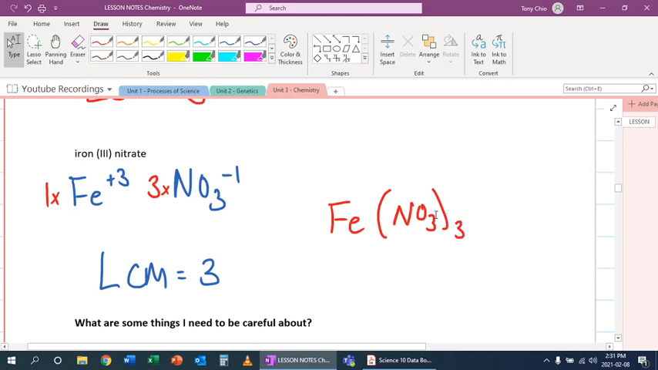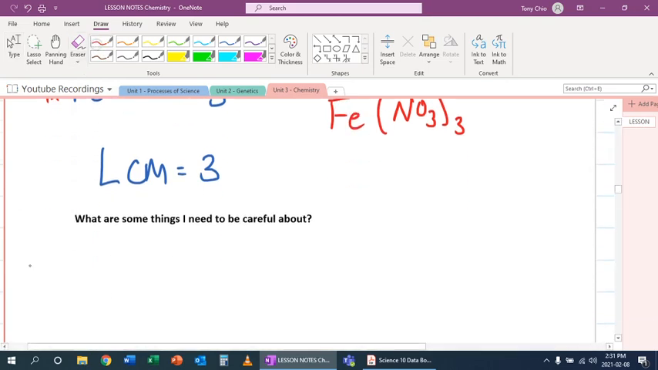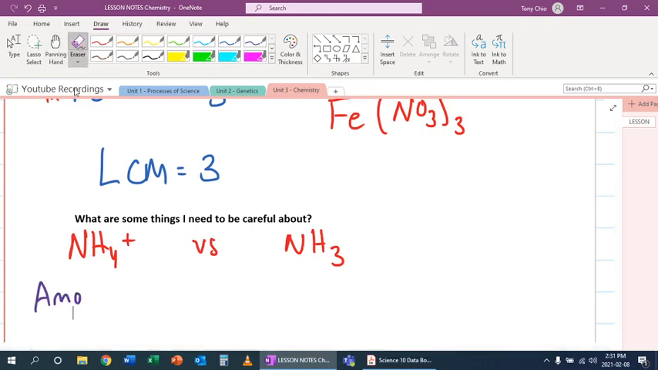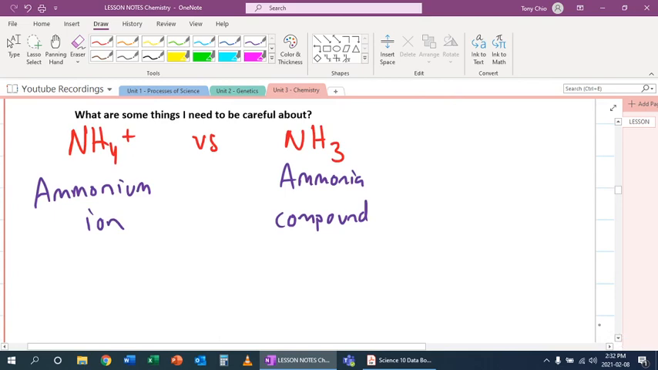Now, what are some things I need to be careful of? Because there might be scenarios in which I might forget. Well, in this case, the biggest one that you should always not mess up is NH4 plus versus NH3, because they have very similar names. NH4 is the ammonium ion. It is an ion, a polyatomic ion in fact, while NH3 is ammonia. It's a compound. It's neutral. It doesn't have a charge. So that's a very important one we should definitely keep an eye on.